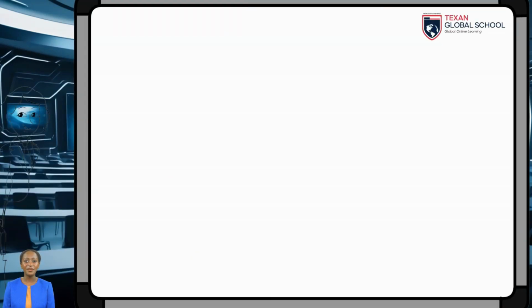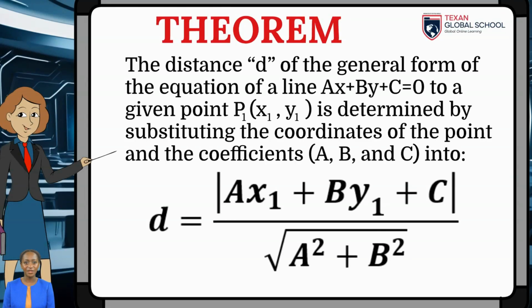In summary, we have the theorem that says that the distance d from the general form of the equation of a line ax plus by plus c equals 0 to a given point P1 of coordinates x1, y1 is obtained by substituting the coordinates of the point and the coefficients a, b, and c in the formula to obtain the perpendicular distance from a line to a point, given as d equal to the absolute value of a x1 plus b y1 plus c, all divided by the square root of a squared plus b squared.